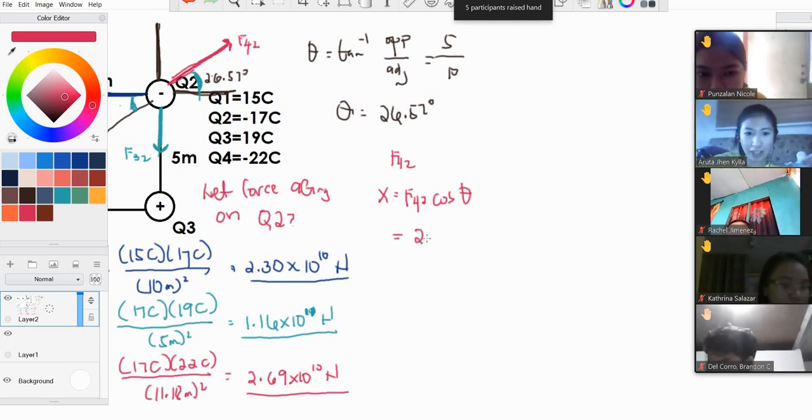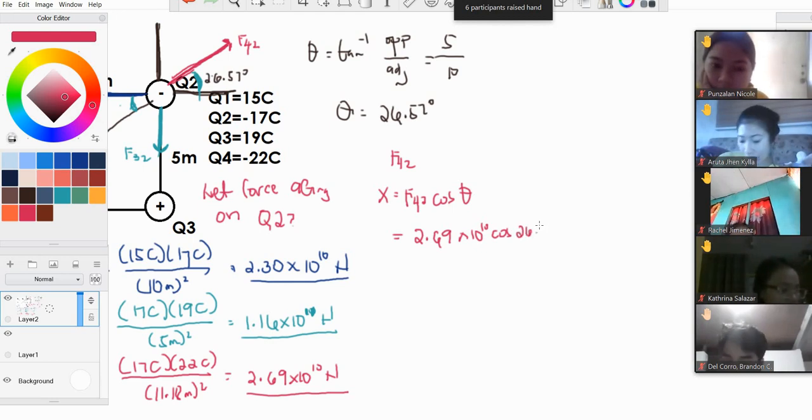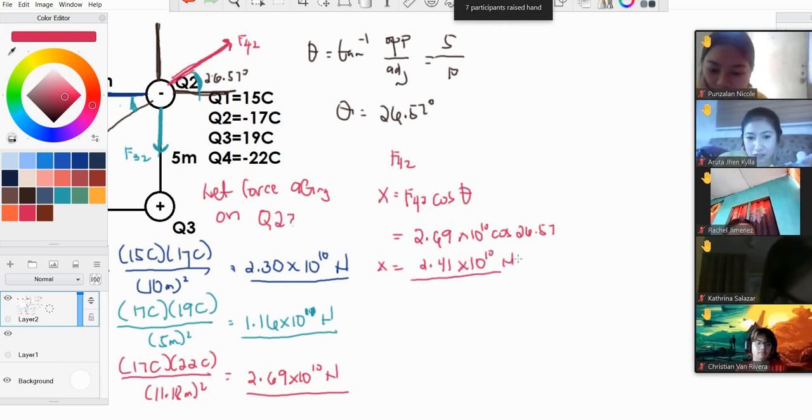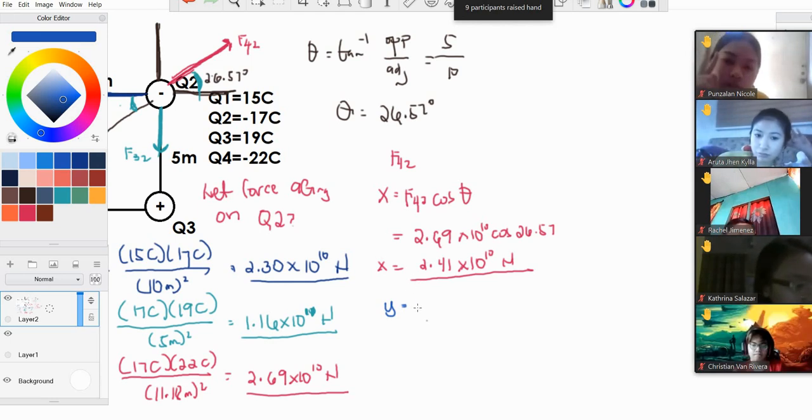2.41 times 10 raised to 10. 2.41 or 2.69? Yung final, 2.69 po pala. 2.69 times 10 raised to 10 cosine 26.57, equals 2.41 times 10 raised to 10. Okay, same answer. Nakuha po. Okay. Thank you, Kay. Next, sige, Katrina.